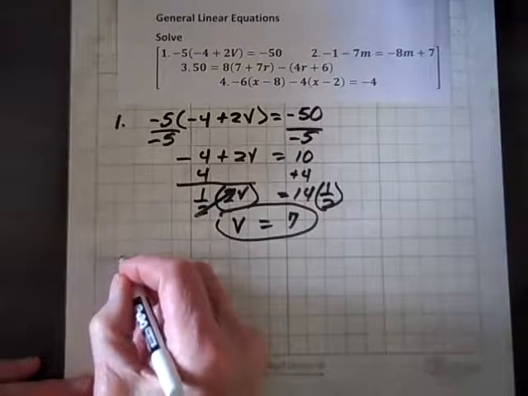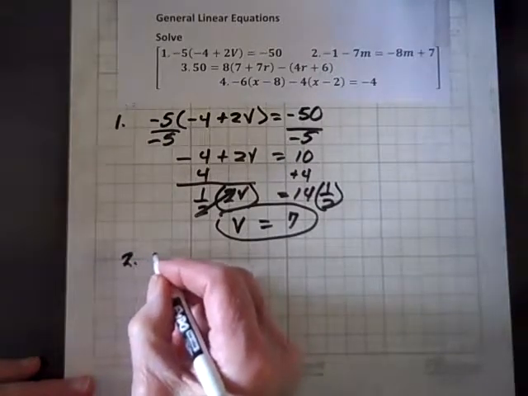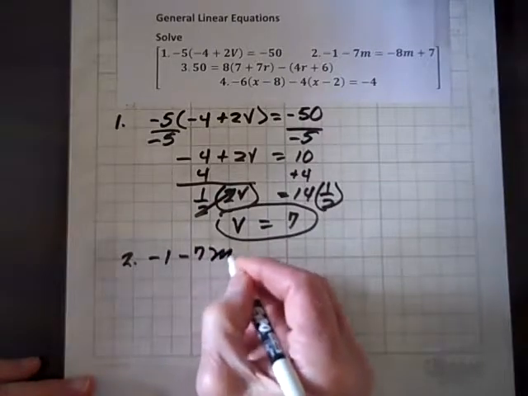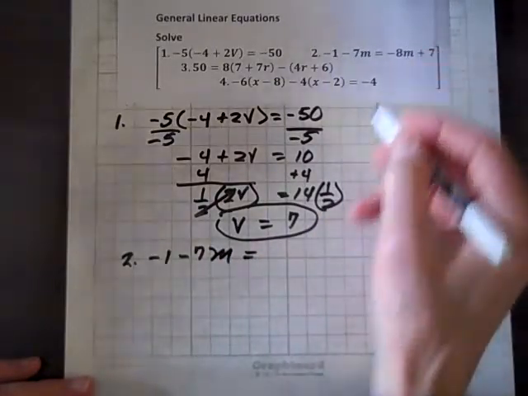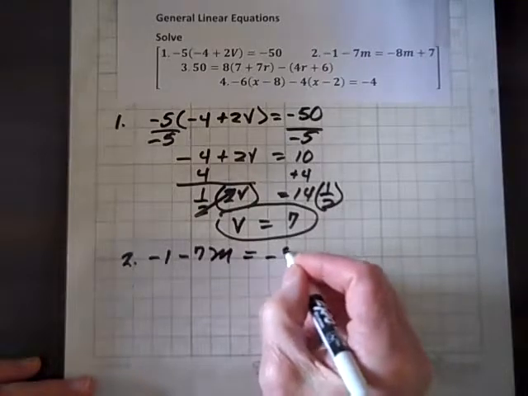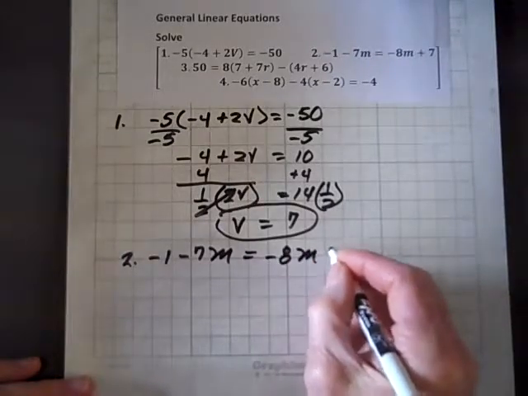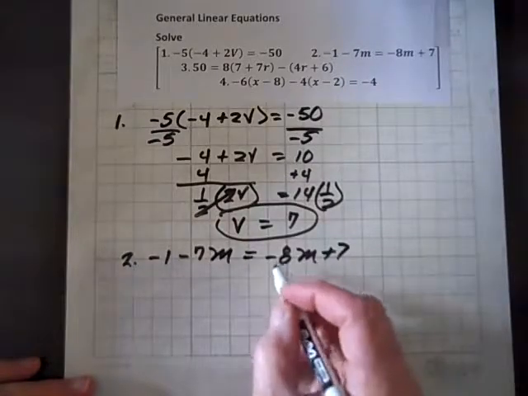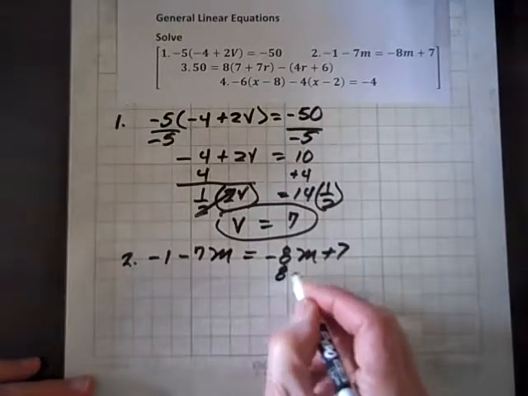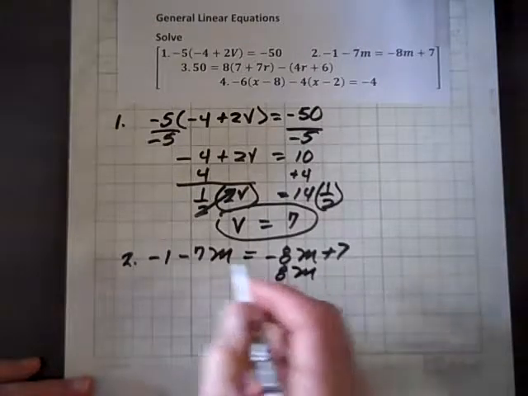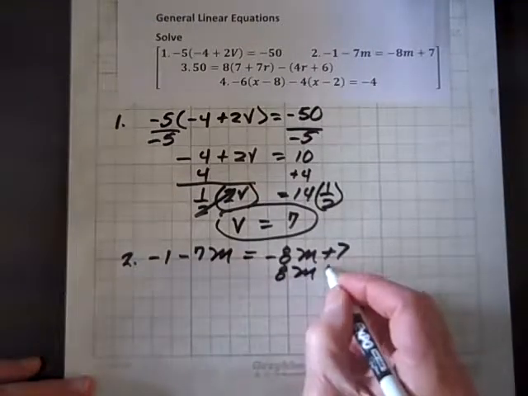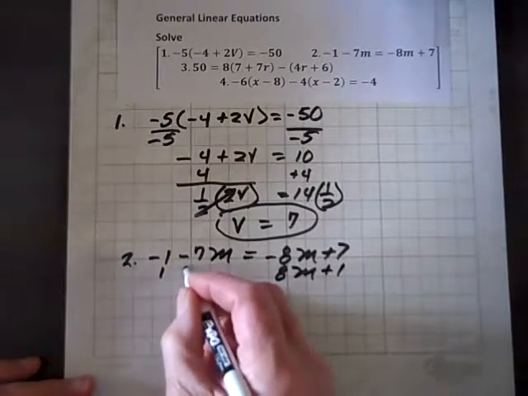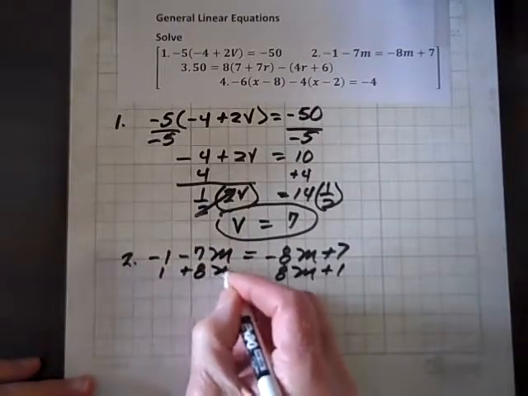Number 2. -1 minus 7m equals, and it's coming from right here, -8m plus 7. Well, let's add 8m to both sides and add 1 to both sides. So 1 and plus 8m.